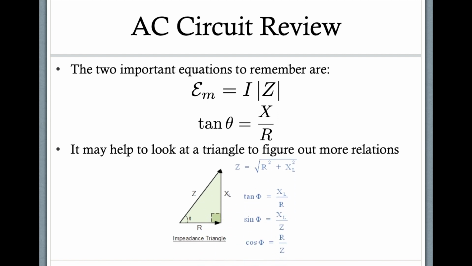There are other relations that might be important to know. For this problem, it actually might be easier, instead of using tangent, to use another function of theta. We can derive these relations by noting that in the complex plane, it draws out a triangle, where on the real axis you have the resistance, and on the imaginary axis you have the reactance, and their magnitude is Z. Therefore, all of these relations hold.